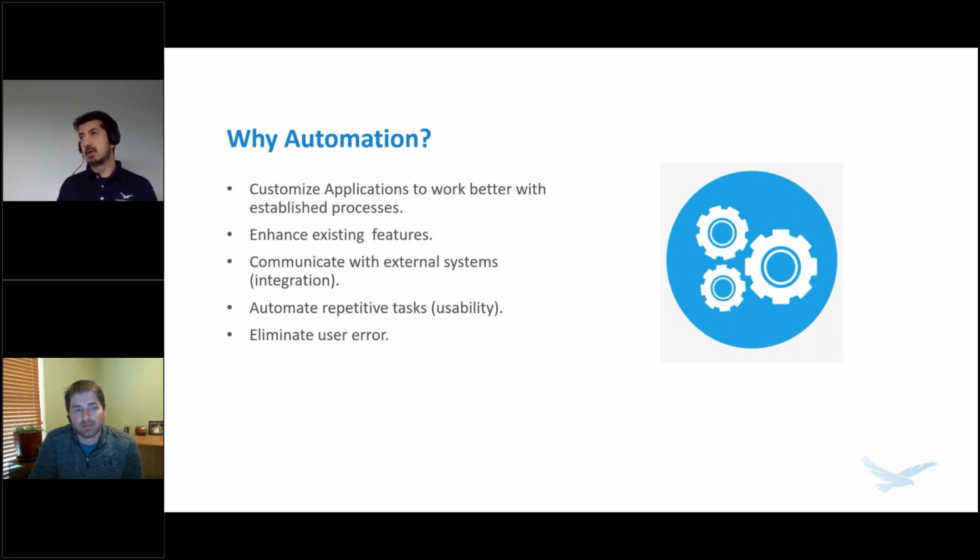And also productivity. Things you want to do all the time, things that take time, repetitive processes, you can macro and automate that. And one of the most important ones is eliminating user errors. If you want consistency, you can use APIs to build in that business logic behind the macros.